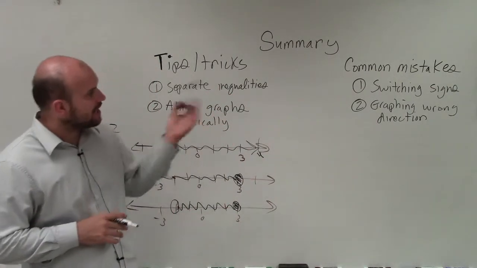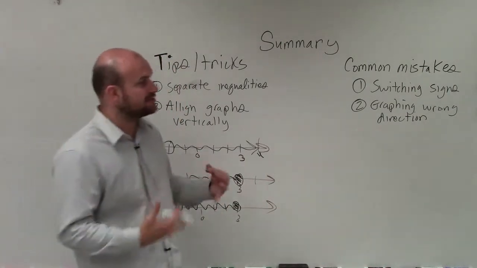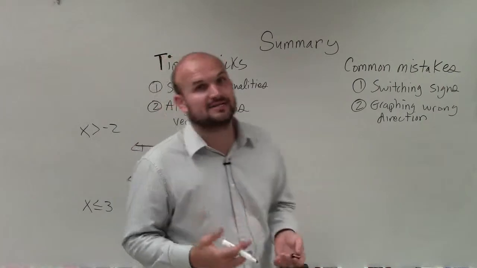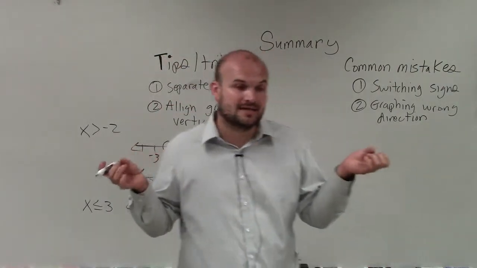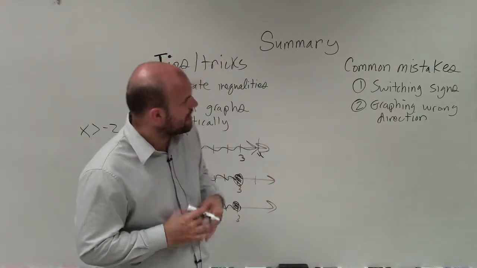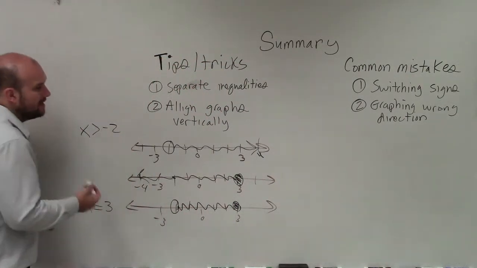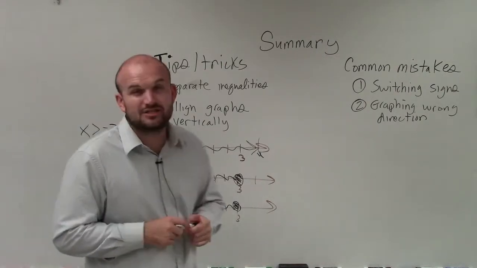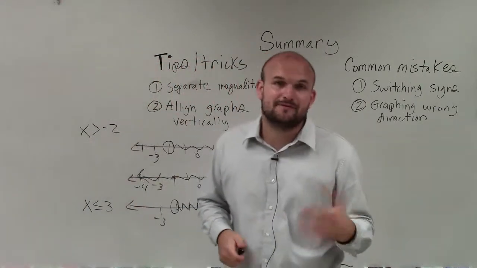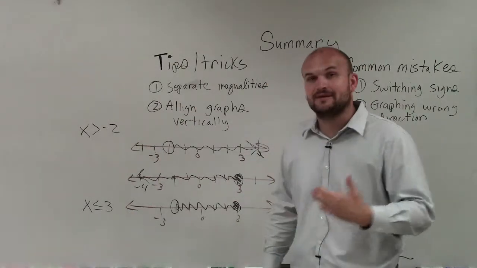Common mistakes would be not switching signs. Remember, when you multiply or divide by a negative number, you have to make sure you switch your signs. That applies when you're working an inequality together or when you have them separated, as well as graphing in the wrong direction. A lot of times it's helpful to use test points. Going back to graphing one-variable inequalities, use your test points to make sure you're graphing correctly.